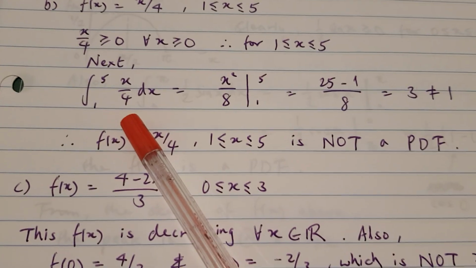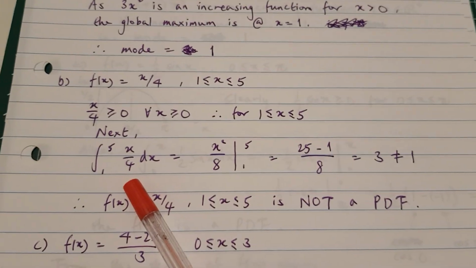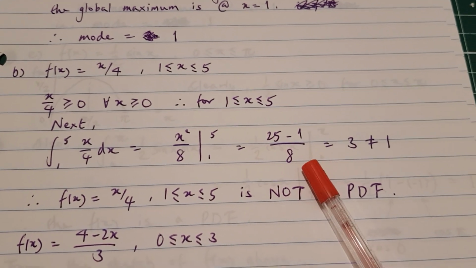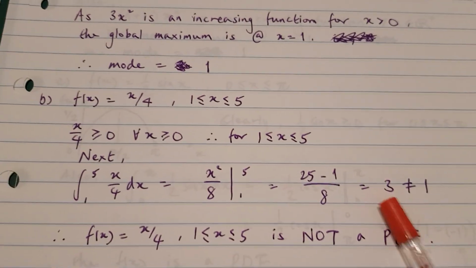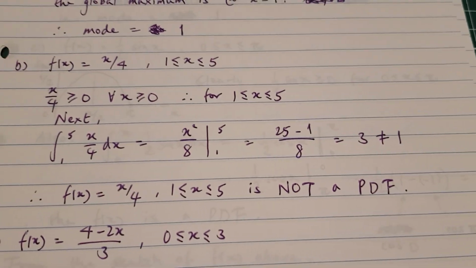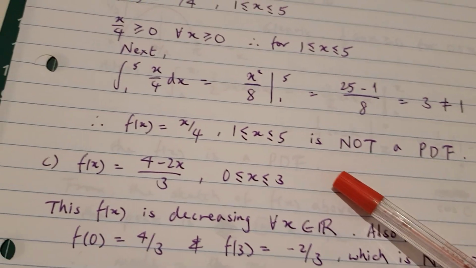The next one is the definite integral from 1 to 5. Then you get 25 take away 1 over 8, which is 3. Hence, it's not equal to 1, hence not a PDF. Therefore, you don't need to worry about finding the mode.